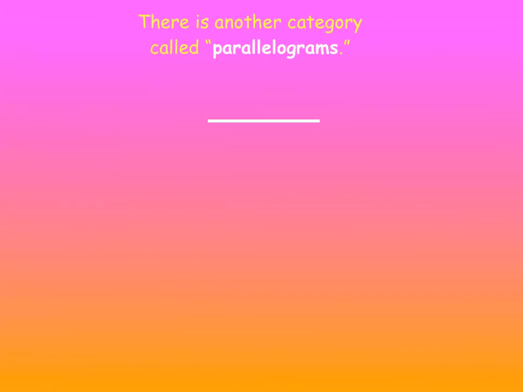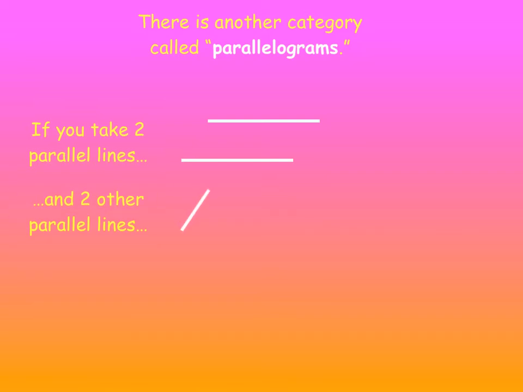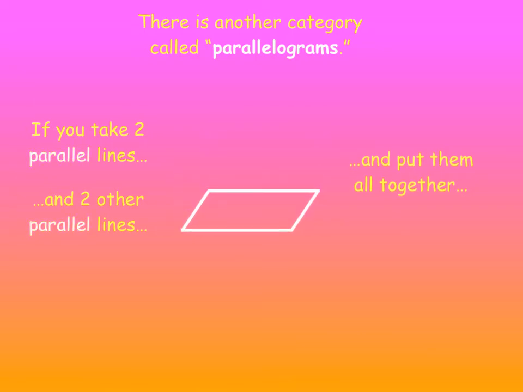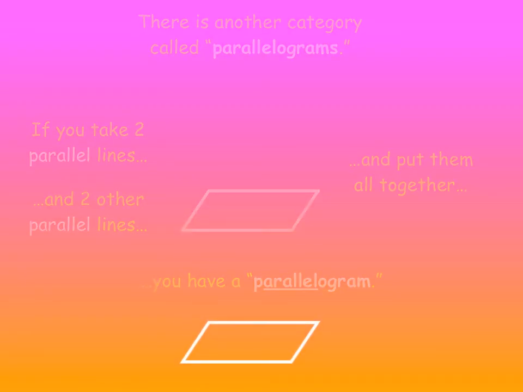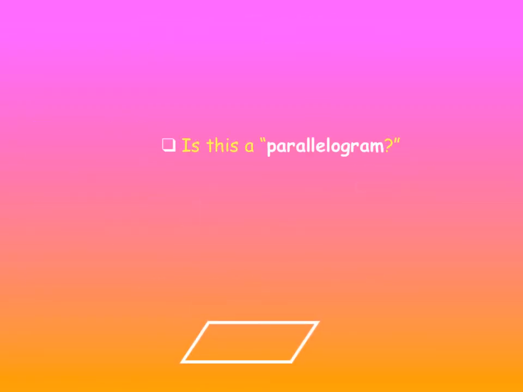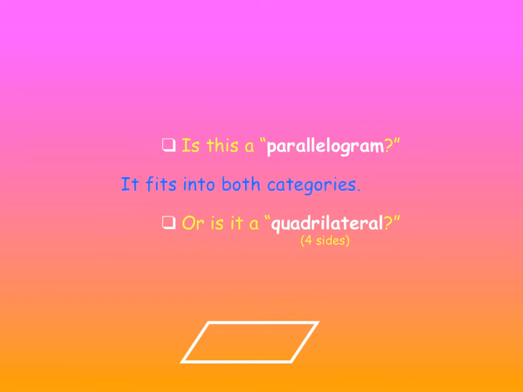There's another category called parallelograms. If you take, well, let's say 2 parallel lines and then 2 other parallel lines, and then you put them all together, you have a parallelogram. Is this a parallelogram or is it a quadrilateral? Well, it does have 4 sides. Well, this one fits into both categories. It is a parallelogram because the opposite sides are parallel, and it has 4 sides, so it is a quadrilateral.